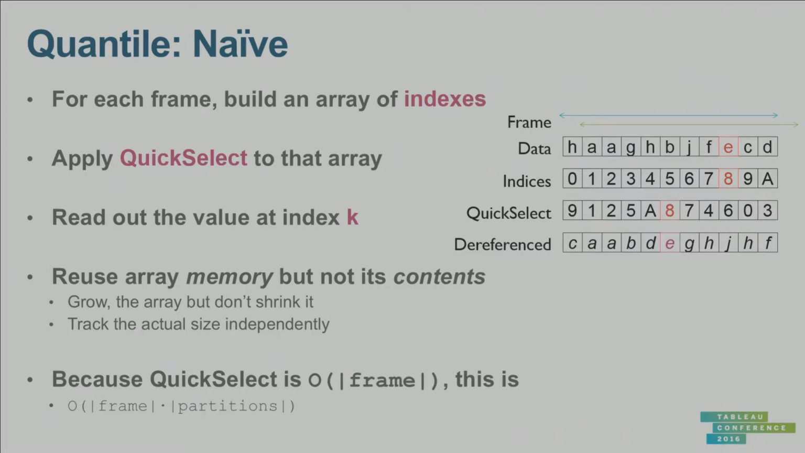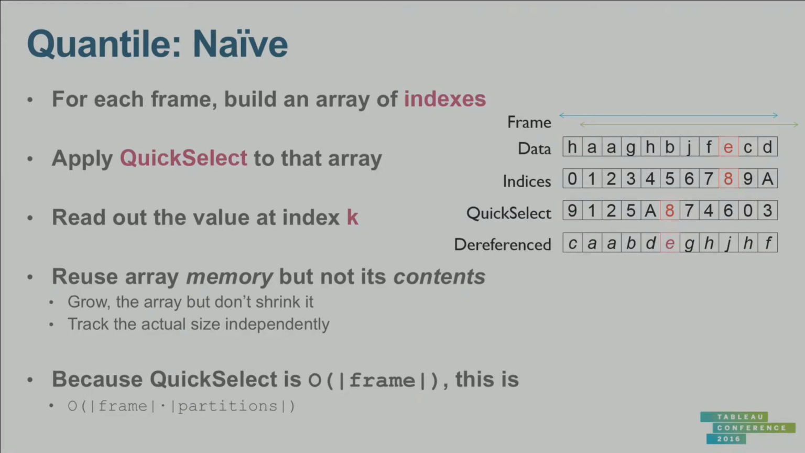For each frame, we'll build an array of indexes into the partition. And then we'll apply quick select to that array and read out the value at index k. We've got a picture here of the data, the original indexes, and then the indexes after we do a quick select, and then the dereferenced values. And you can see we wind up with E, the middle value, in the correct position there. The stuff on either side is not sorted, but it's closer to being sorted. Okay?